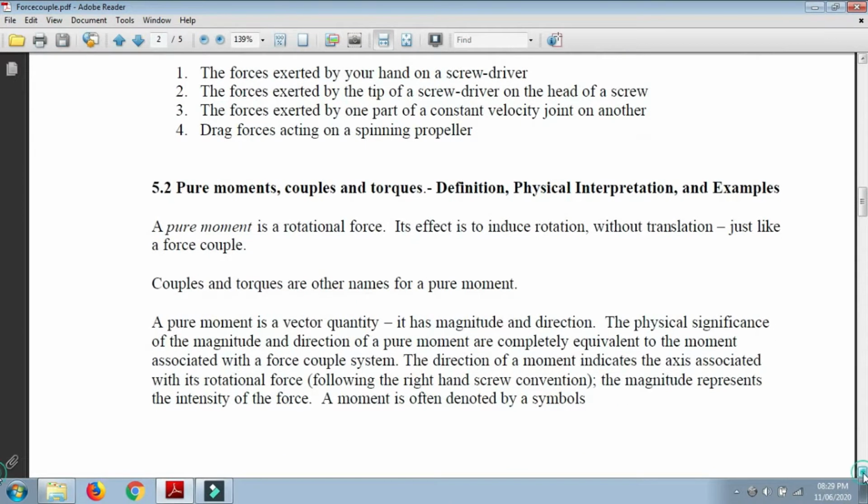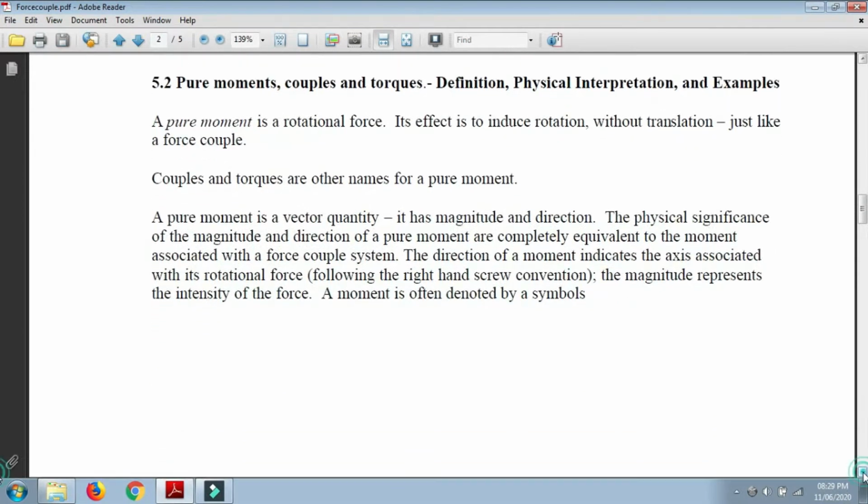Pure moments, couples and torques. Definition, physical interpretation and example. A pure moment is a rotational force. Its effect is to induce rotation without translation, just like a force couple. So this is an example differentiating the pure moment and the force couple. Couple and torque are other names for a pure moment.